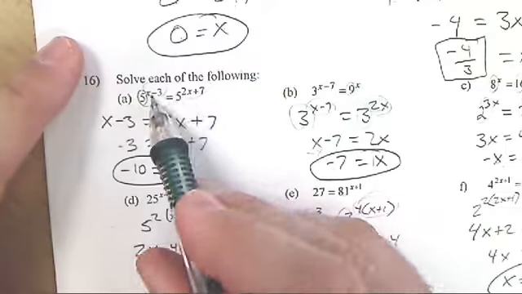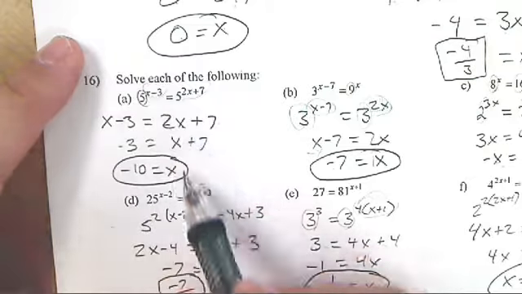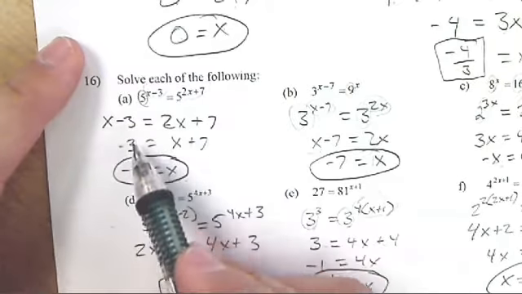Bases are the same, so the exponents are the same. So I just put the exponents equal to each other. Subtract x from both sides. Subtract 7 from both sides.